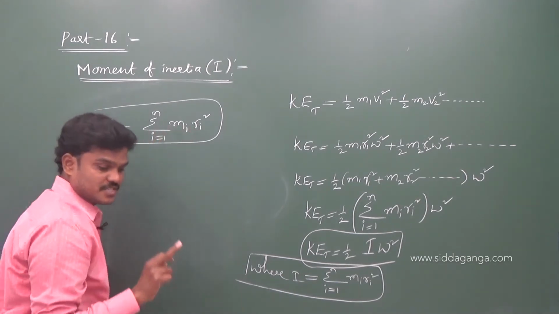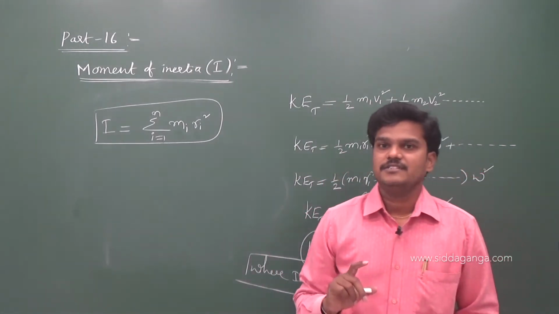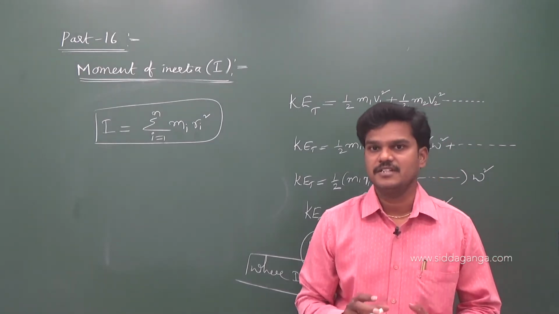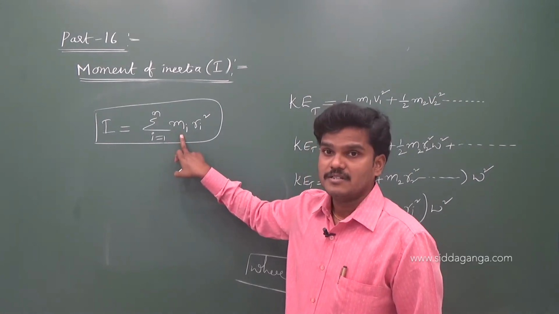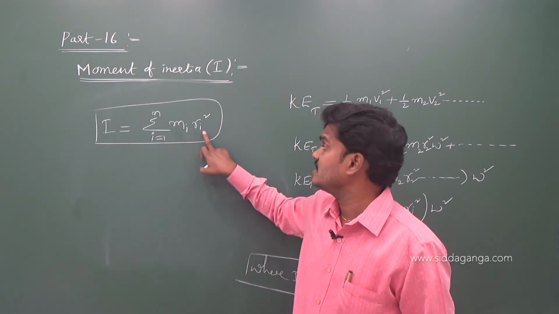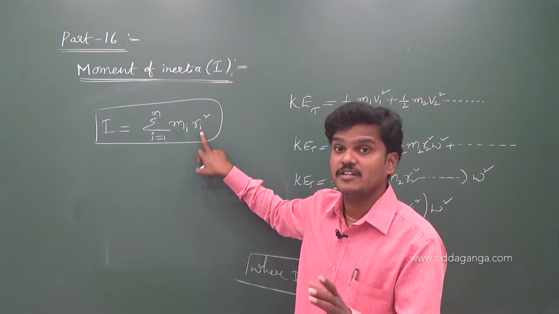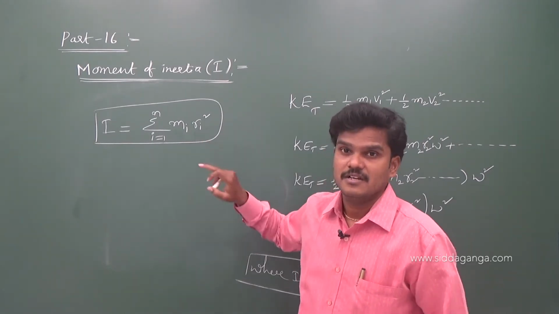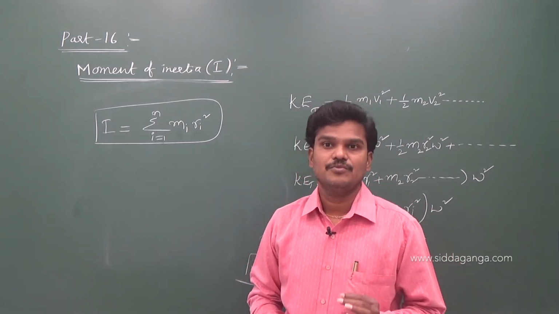So the moment of inertia of a rigid body is defined as the product of individual particles and their square distances. Their square distances means their square perpendicular distances. These are the perpendicular distances, their square perpendicular distances from the axis of rotation.